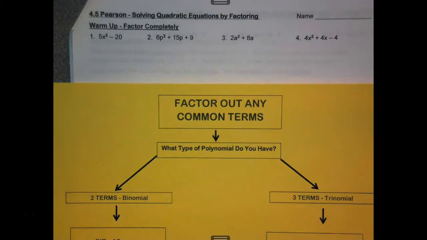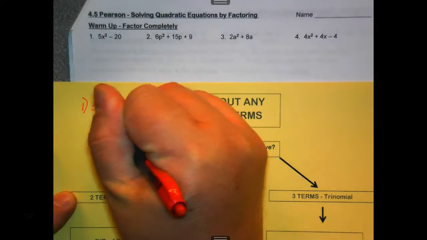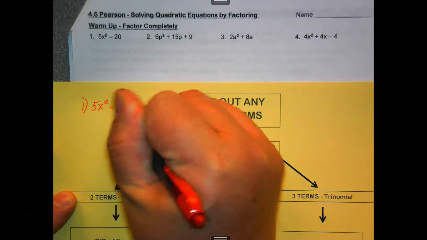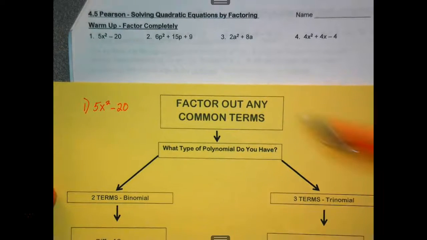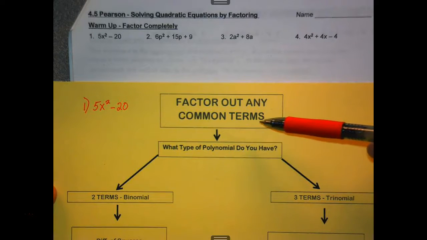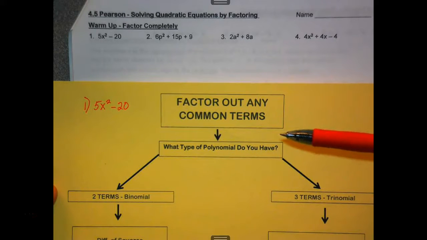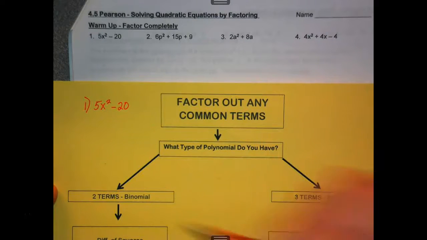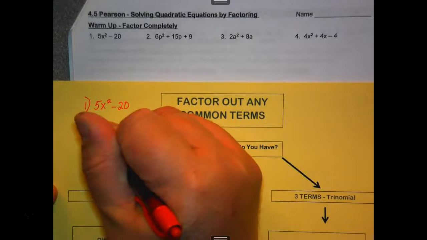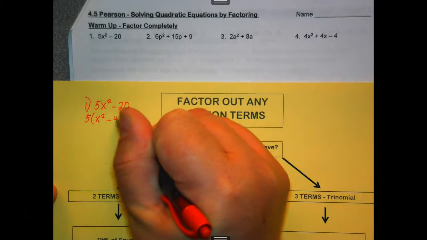Number 1, I have 5x squared minus 20. Using my flow chart, can I factor out any common terms? I can say I can factor out a 5. And I have x squared minus 4.